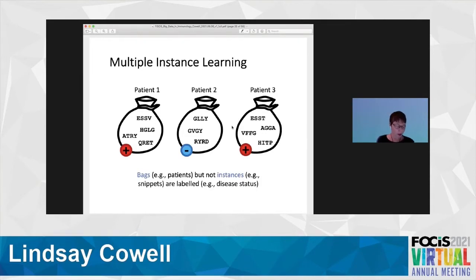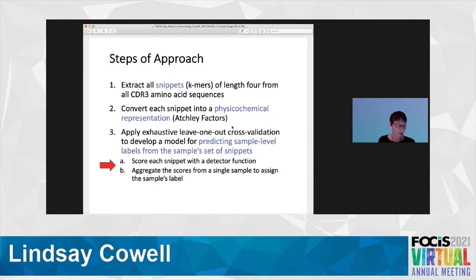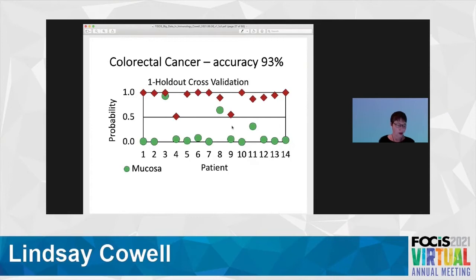And this approach of learning labels for sets of objects rather than individual objects falls under a machine learning framework called multiple instance learning. And so to assign these bag level labels or sample level labels, we have to aggregate the scores in some way after scoring every snippet. And in the results I'm presenting today, we simply took the maximum scoring snippet and assigned the sample level label on that basis. So we applied our method to determine whether we could correctly classify each sample from the colorectal cancer patients as being either tumor or healthy.